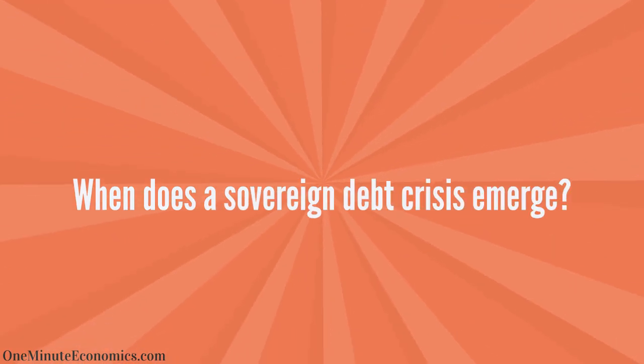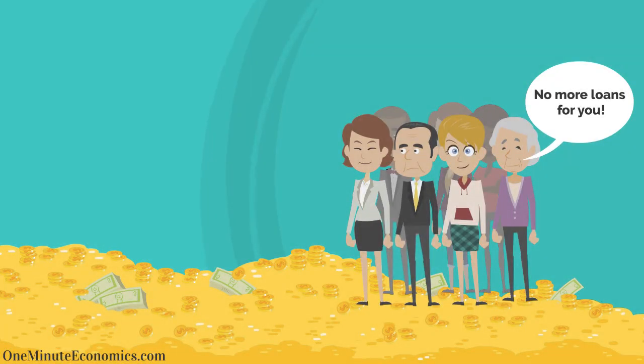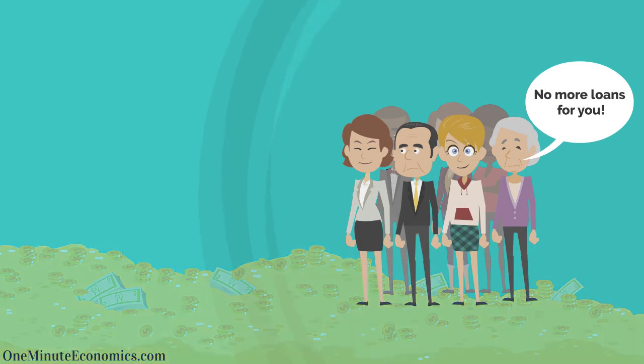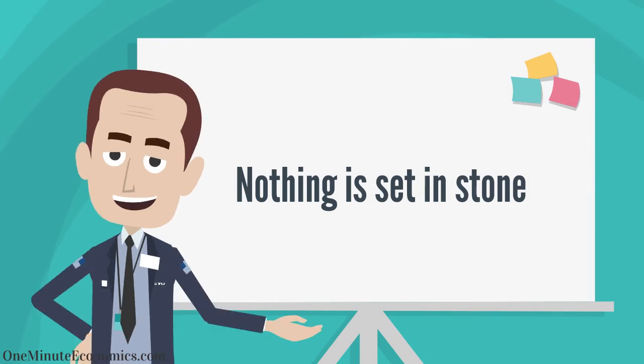When does a sovereign debt crisis emerge? Simply put, when the market decides to stop lending to a certain country for whichever reasons it deems appropriate. And on a final note, please understand that nothing is set in stone.